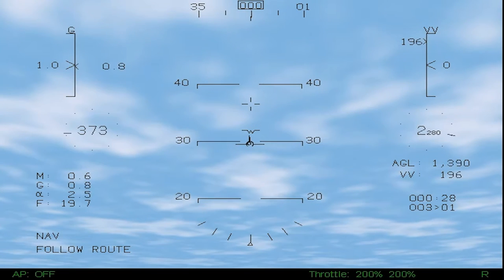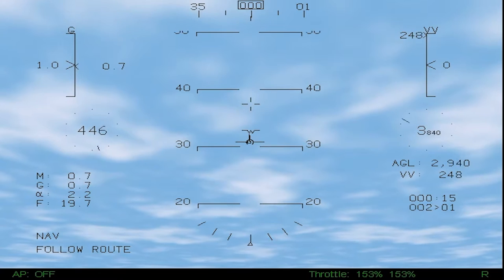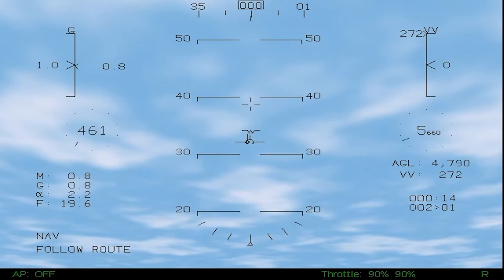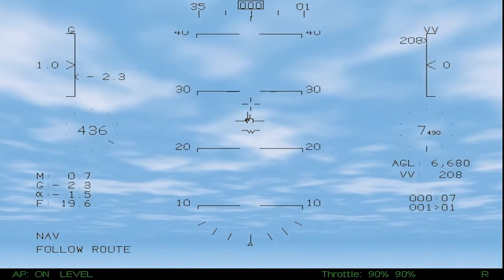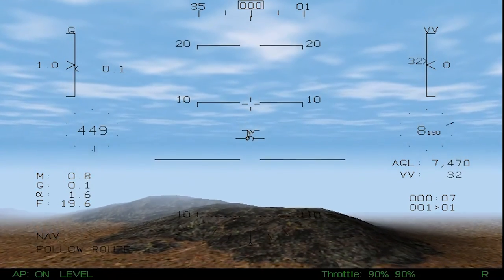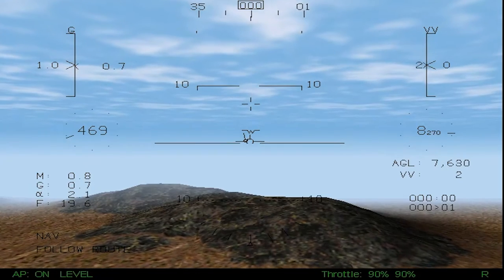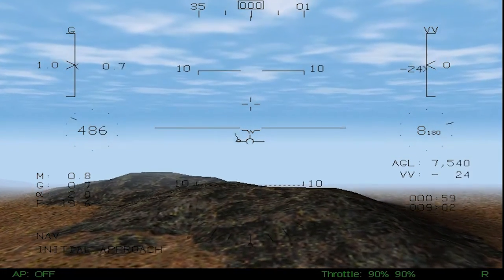Hit your 9 key to bring your engines to 90%. Level off around 7,000 foot AGL. Proceed to your first steer point. Okay, now your next steer point is your initial approach point.